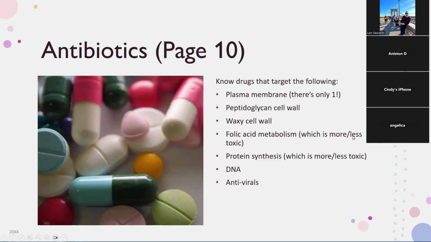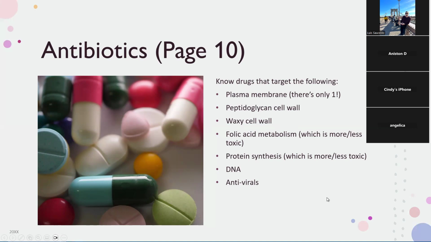The big thing with this one, remember, is to note which one is more or less toxic, because that could be asked on the exam, and that should be on page 10 of the study guide. Protein synthesis target drugs, and also which is more or less toxic, and then which are your DNA and your antiviral.